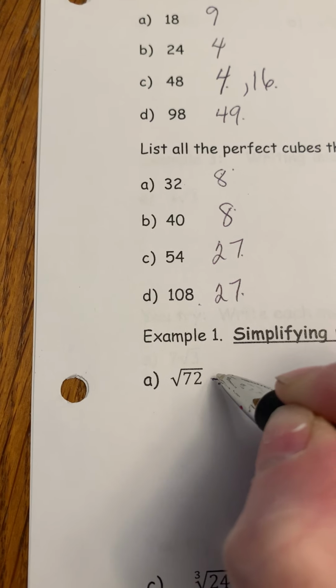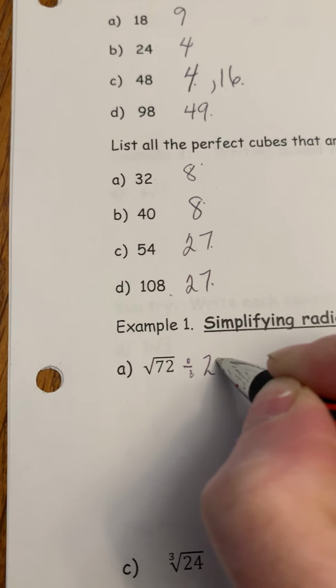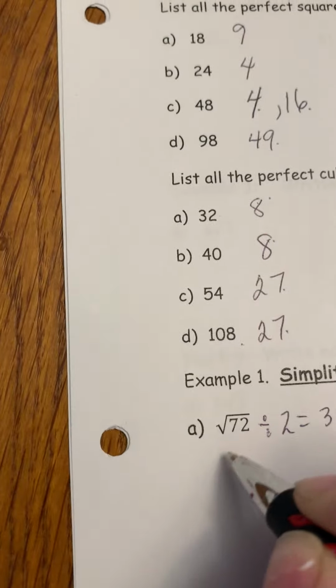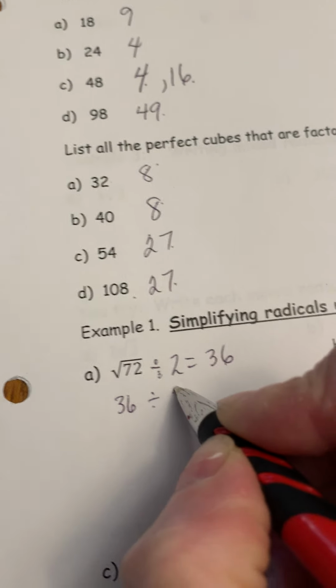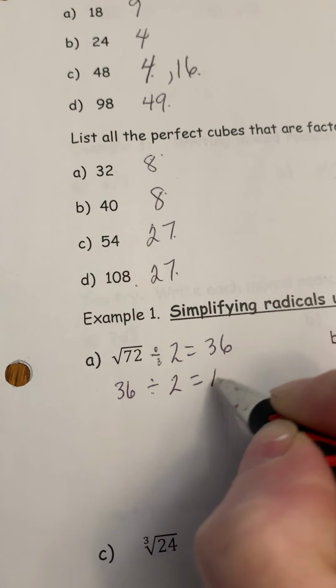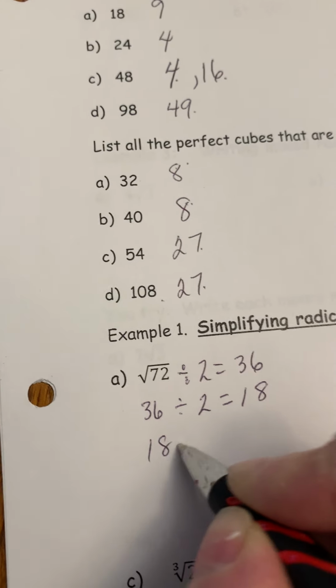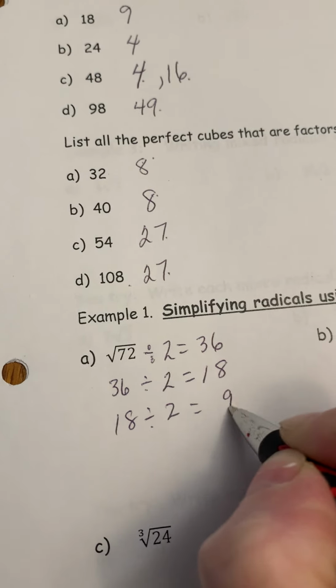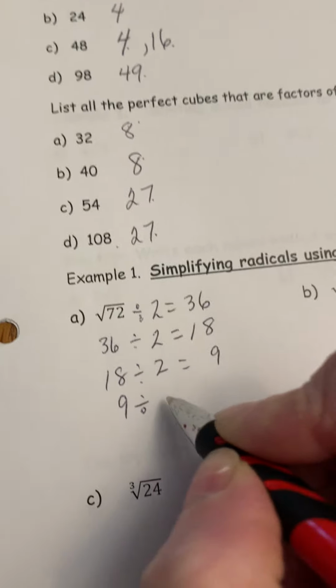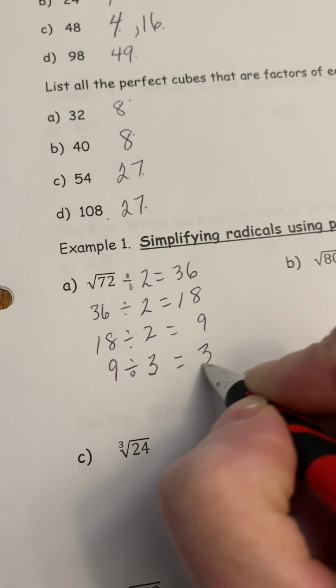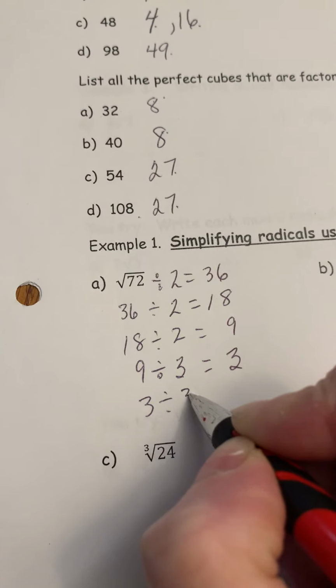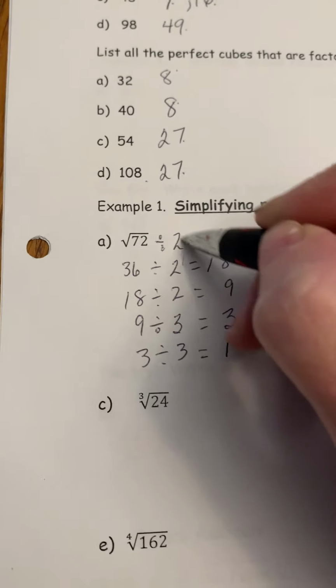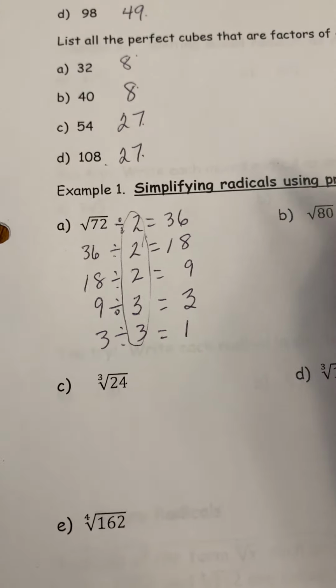Smallest prime number that goes into 72 is 2, goes in there 36 times. 36, smallest prime number that goes in there is 2, and you get 18. 18 is also divisible by 2, you get 9. And now 9 won't be divisible by 2, but it's divisible by 3. You get 3. 3 is divisible by 3, and you get 1. So here are your prime factors listed there.